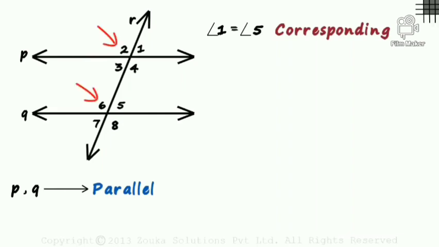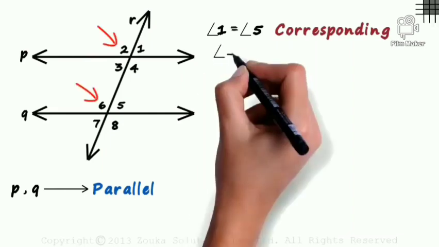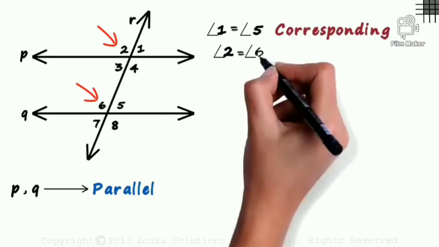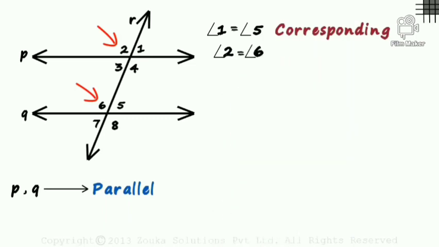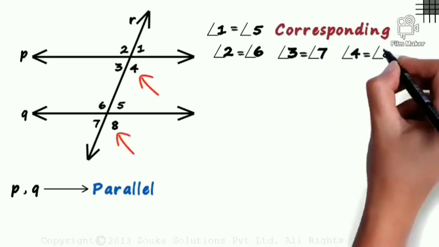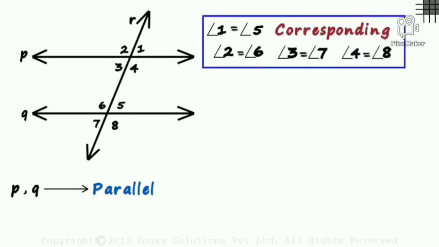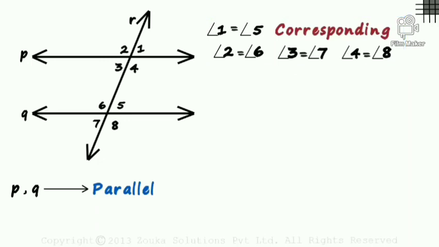Angle 2 and angle 6 are also corresponding angles. Now angle 2 is equal to angle 6. Similarly, if you look at the figure again, you can see that angle 3 is equal to angle 7, and angle 4 is equal to angle 8. So here four pairs of corresponding angles are formed by the transversal. Those are 1 and 5, 2 and 6, 3 and 7, finally 4 and 8.